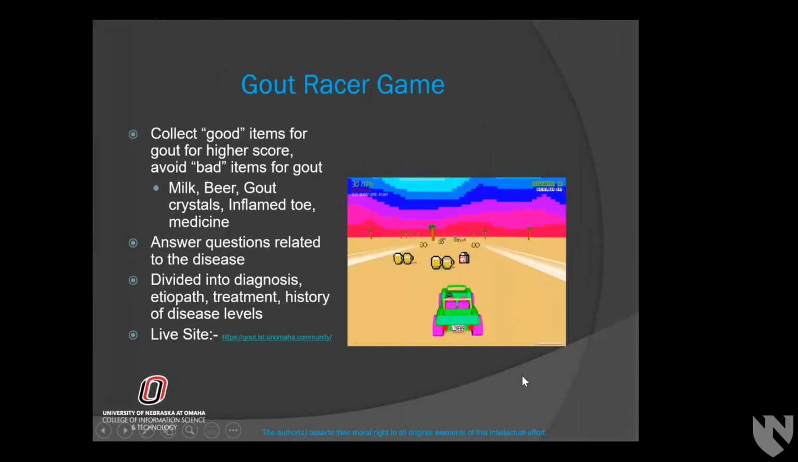The last one I'm going to talk about, again, is a game. It's a gout racer. It's basically another game that was built in an old pixelated format for teaching people about the impact of different kinds of dietary aspects, treatment, etc. on gout, and you learn that in the context of a game. So these were built for faculty in UNMC.